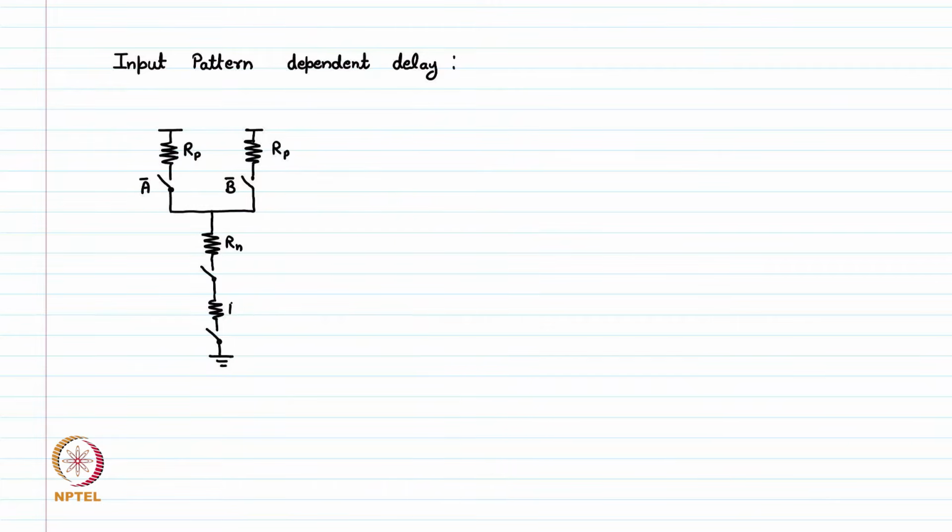This is Rn, this is Rn, this signal is B, this signal is A, and at the output node, we have the load capacitance which is CL.